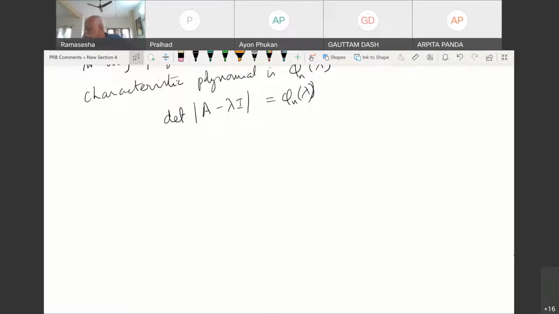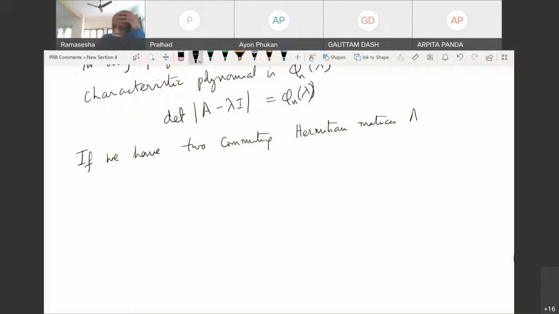Okay, so now what I'm going to do is slightly different. Something that I want to prove when it comes to two commuting Hermitian matrices. If we have two commuting matrices A and B, then they have a common set of eigenfunctions.